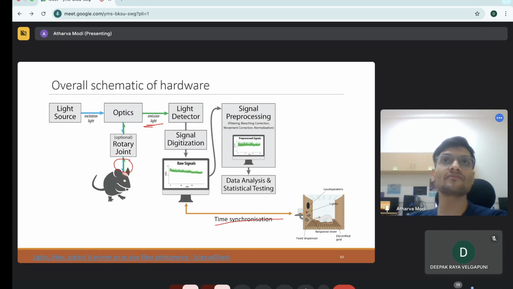Brain tissue itself has some movement or some changes in the blood flow or something, which can cause the change in intensity of emission light.